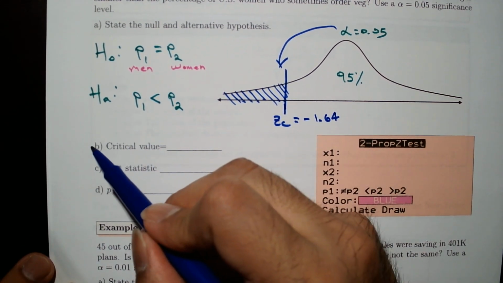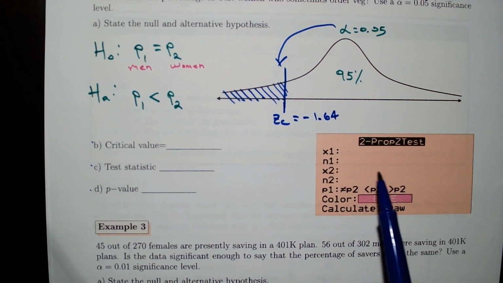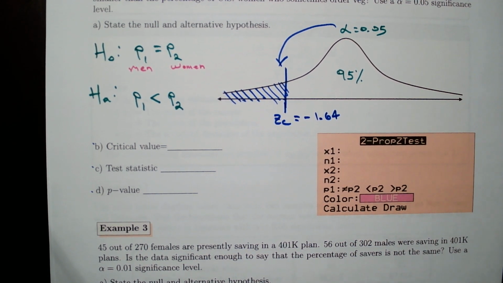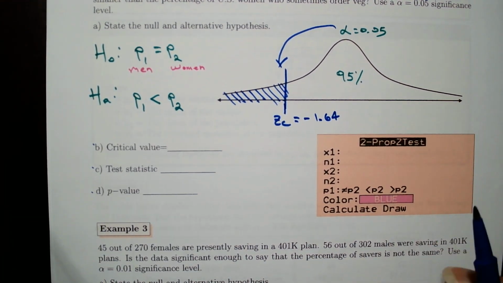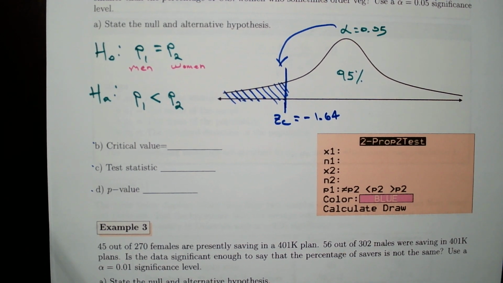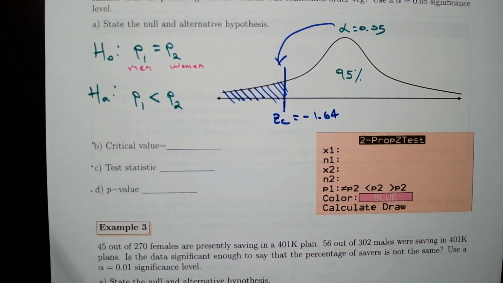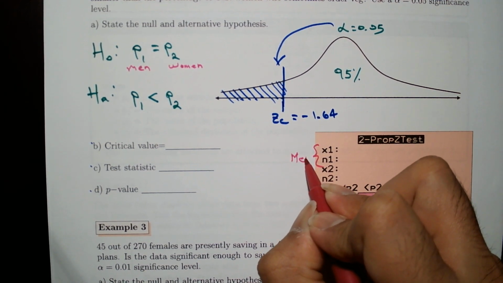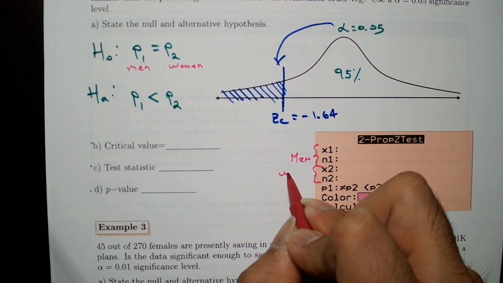Okay, what are we going to do here? We are going to get these three values using the graphing calculator. I put a picture of the screen here, which I'm going to show you in a minute how we are going to fill out. In this case, x1 and n1 correspond to the men data, and x2 and n2 to the women data.